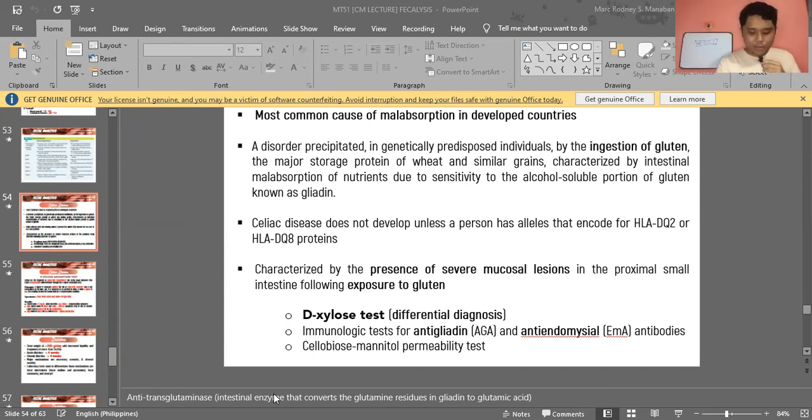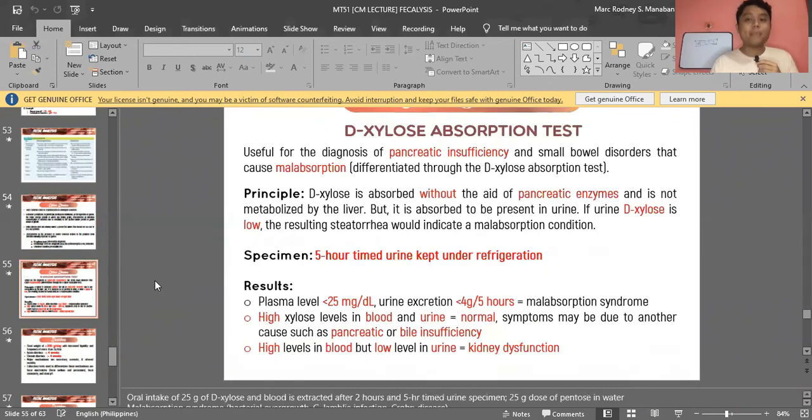First, the D-Xylose test. So let's mention D-Xylose. The D-Xylose test is usually performed to determine the cause of malabsorption or maldigestion, especially if there is steatorrhea. Is it caused by pancreatic insufficiency, or is it caused by other causes such as celiac disease? So what happens is the patient is made to drink D-Xylose. This D-Xylose doesn't need enzymes from the pancreas to be digested, but it is absorbed by the body, and it can be seen in the urine.